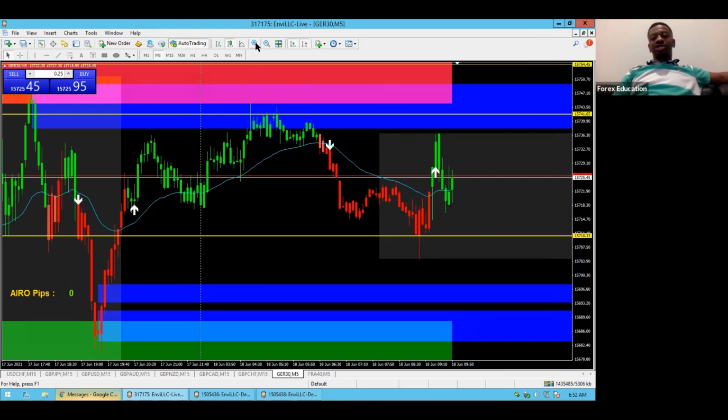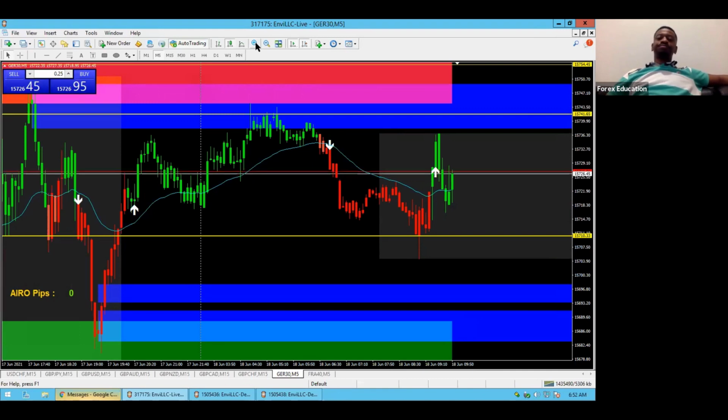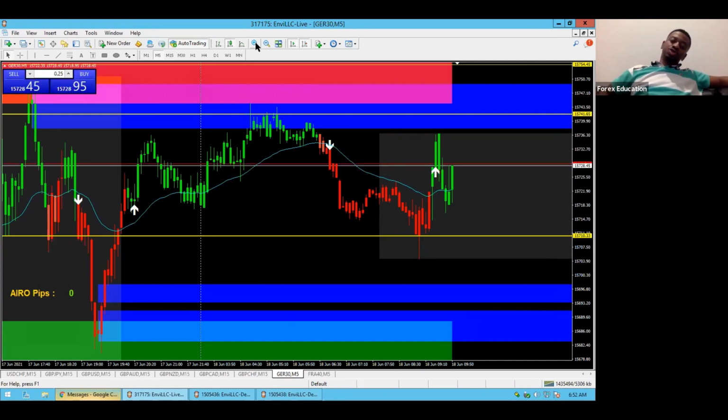If we do take a trade on GER30, please use proper risk management. Do not over leverage your account. Don't put a lot size on there that can't handle any type of drawdown. Make sure you use proper risk management.